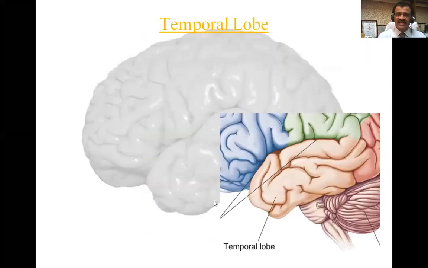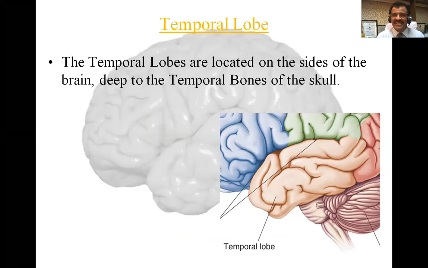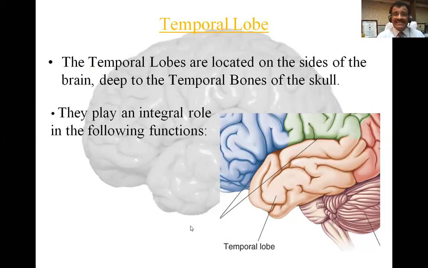Now we'll go to the last lobe, and the last lobe is the temporal lobe. The temporal lobe is located on the lateral side. You can see here, see the color difference. I'm showing in different colors to make you understand very easily. And here you can see that the temporal lobes are located on the sides of the brain and deep to the temporal bones of the skull. So they are called temporal lobes. They play an integral role in functions such as hearing. So first and foremost is hearing. That means this lobe is significant for hearing, and that is why the temporal lobe is also called the hearing lobe.